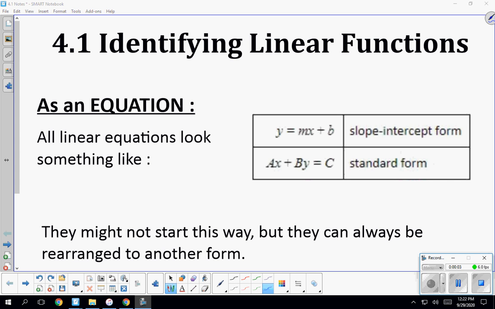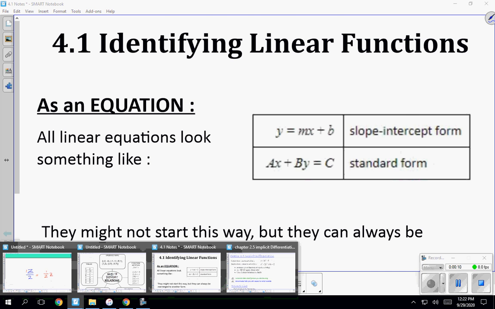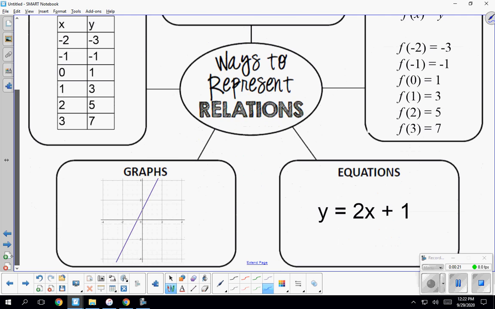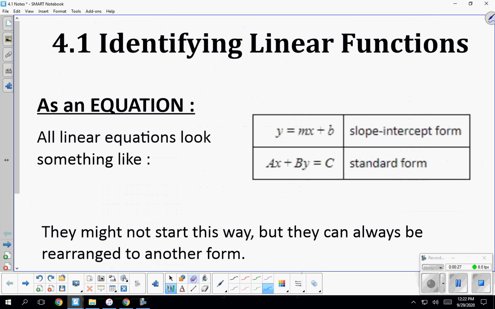In this video, we're going to discuss how to identify linear functions in different representations. So just remember, any relation or function can be represented in different ways. We could see information as a table, we could look at ordered pairs, we could look at them in function notation, we could look at their graphs, or we could look at equations. So we need to be able to look at all different types of forms and determine whether or not our functions are linear.